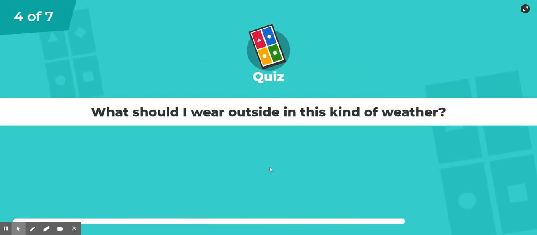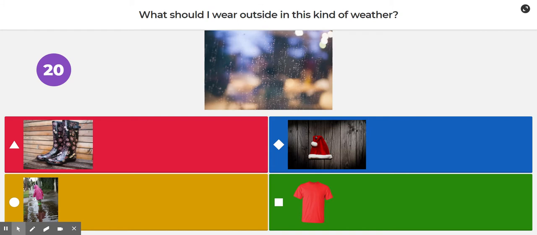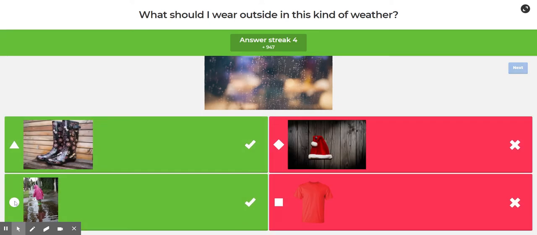What should I wear outside in this kind of weather? What should I wear outside? Looks like it's raining in the picture. Not a t-shirt, probably. Not a winter hat so much. Maybe boots or rain jacket. Yes. Oh, I guess both of those answers were correct.